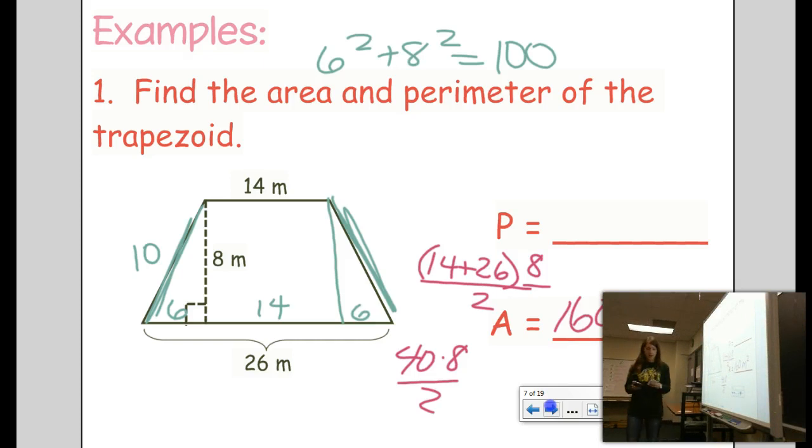All right, so Megan, when you're ready with the perimeter. Meters. 60 meters squared? No, a perimeter is 1D. Very good. A perimeter is one dimensional.